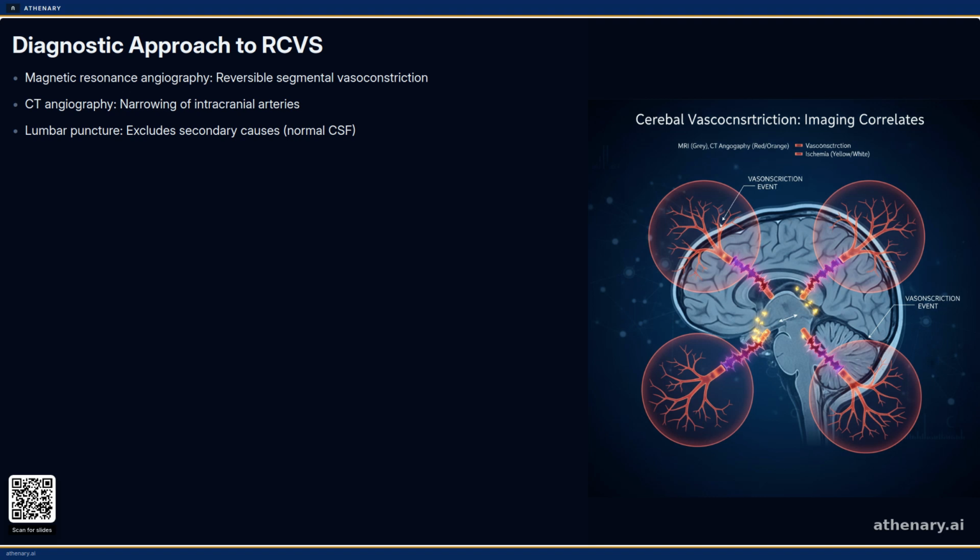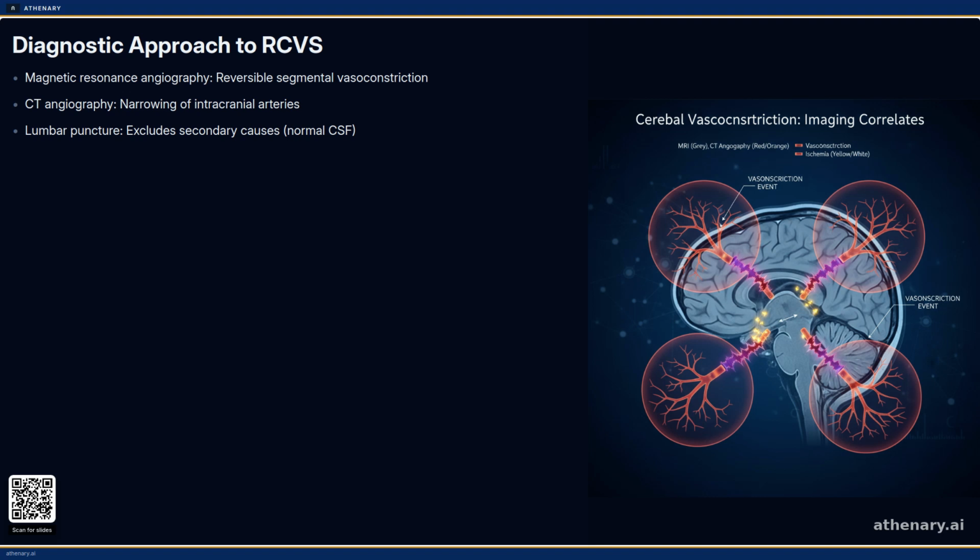This is where our diagnostic imaging and investigations become absolutely crucial to navigate this clinical crossroads. Our primary tool is often magnetic resonance angiography, or MRA. On these scans, we're looking for a very specific pattern, segmental vasoconstriction. A helpful way to think about this is the classic string of beads appearance, where arteries show alternating segments of narrowing and normal caliber. This isn't a continuous tapering, it's a distinctive, beaded pattern that is highly suggestive. This is the hallmark visual sign of RCVS, but the key word is reversible. A follow-up scan weeks later should show resolution.